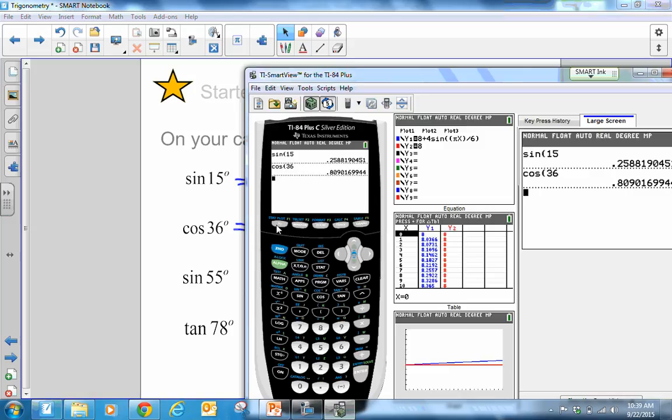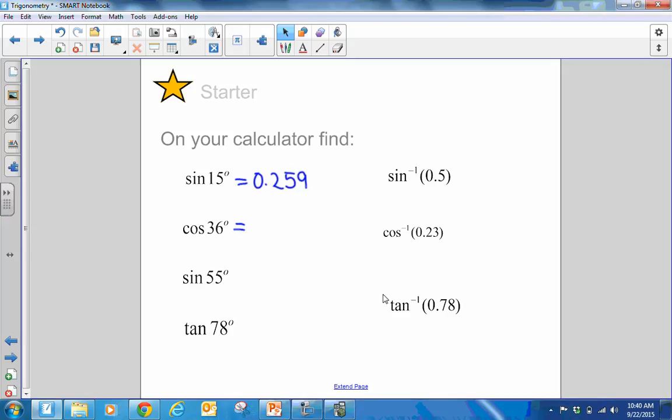To do the inverse, you do blue and sine, and make sure that you have that -1 on top. Then it was 0.5, enter, and it's an angle of 30 degrees. Let's do the inverse of cos of 0.23, and it's 76.7, the angle. Now you can stop the video and do the inverse of tangent.